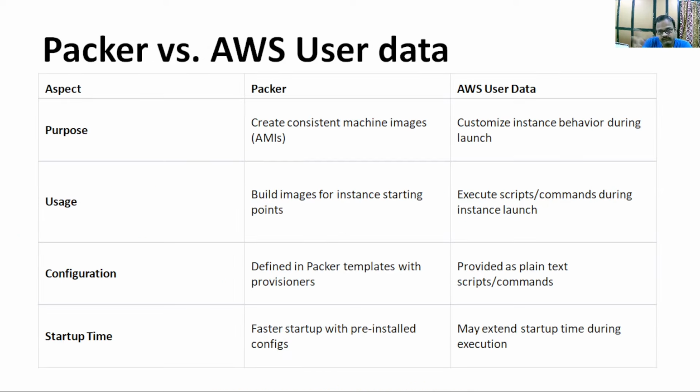Whatever we have discussed, I have represented in tabular form, where you can see the purpose of Packer and the purpose of AWS user data. See, user data is for customizing the instance behavior during launch time. So the end result is that startup time may be extended during execution. But with Packer, a fast startup time with pre-installed configuration can be achieved. So that's the beauty of Packer.